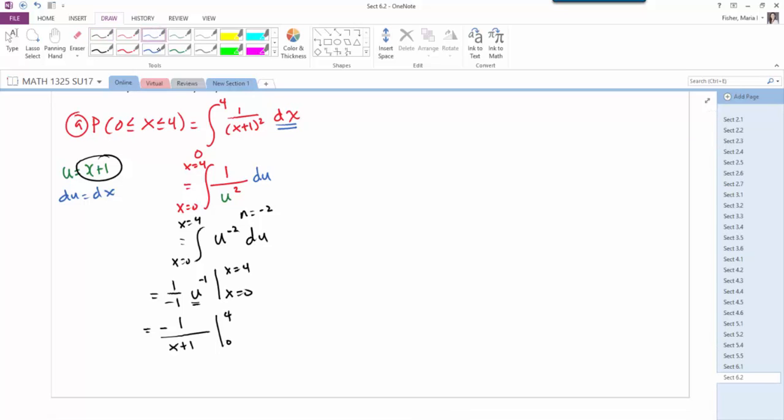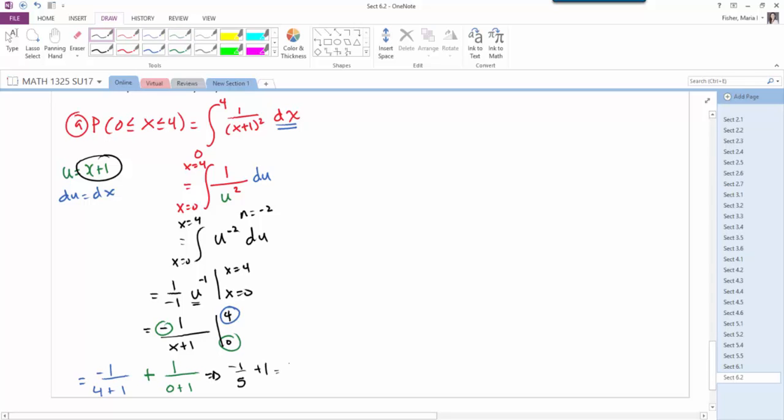So let's plug in that upper limit of integration, so negative 1 over 4 plus 1, and then plug in that lower limit of integration. Well, minus a negative becomes a plus, 1 over 0 plus 1. So we could use the calculator for this if we wanted to, but this is just becoming negative 1/5 plus 1, which is 4/5, or that's 0.8, or 80%. So what does that mean for us? Again, it means that the probability that a randomly selected laser pointer battery has a shelf life of 4 years or less is about 80%.